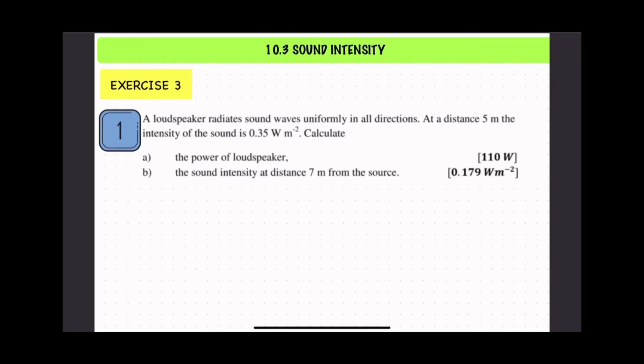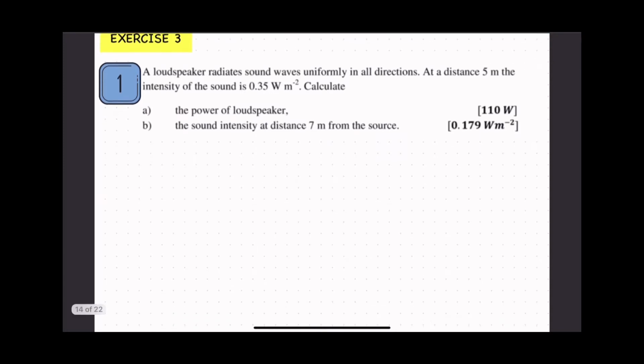Okay, 10.3 sound intensity, exercise 3, number 1. A loudspeaker radiates sound wave uniformly in all directions. At a distance of 5 meters, the intensity of the sound is 0.35 watt per meter squared. Calculate the power of the loudspeaker.